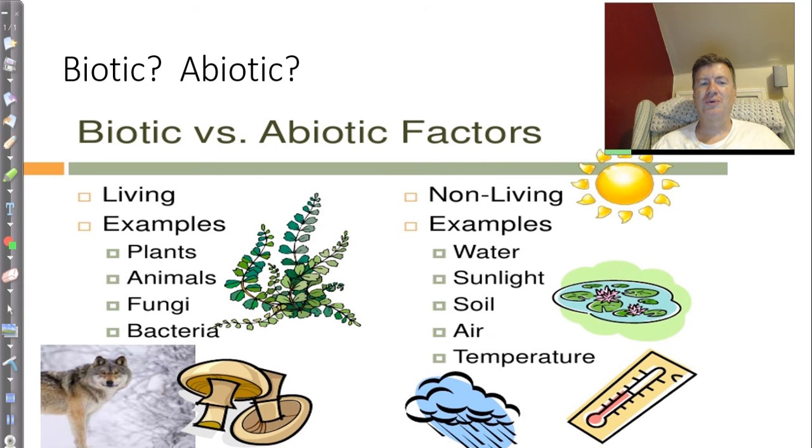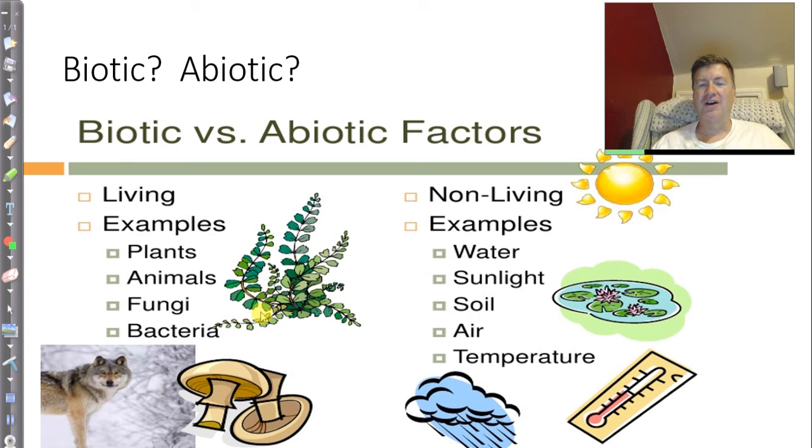Biotic refers to living things, other organisms. It can be something of the same species, it can be a predator, it can be a food source, it could be a fungus, it can be a bacteria growing on them, but anything that's going to interact with them on a living level is considered a biotic factor.